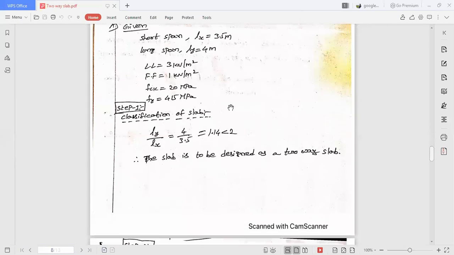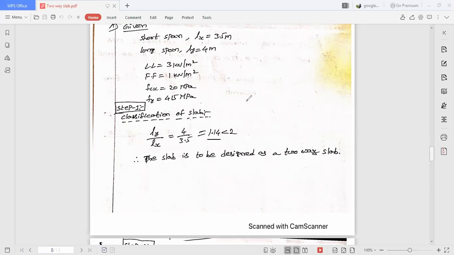We will first classify it. The first step is to check the Ly by Lx ratio, that means the longer span to shorter span ratio. 4 meters by 3.5 is 1.14. After this calculation we got 1.14.